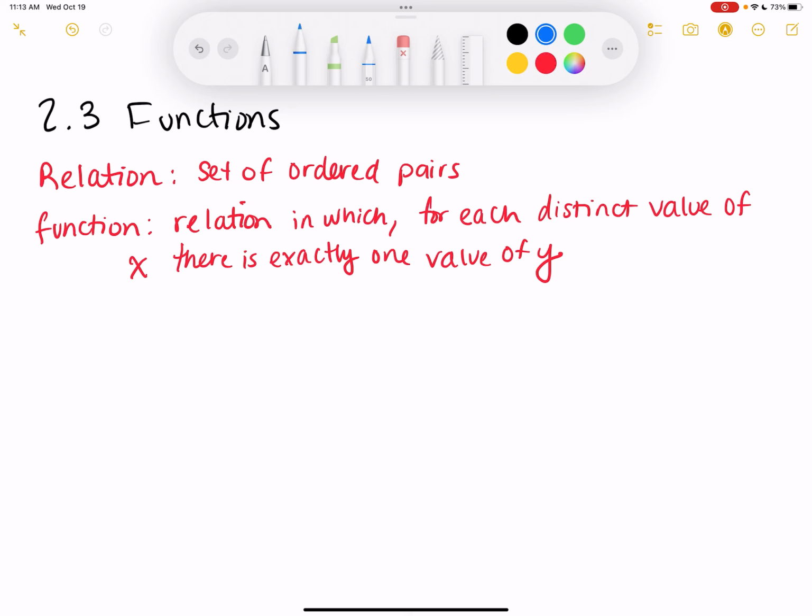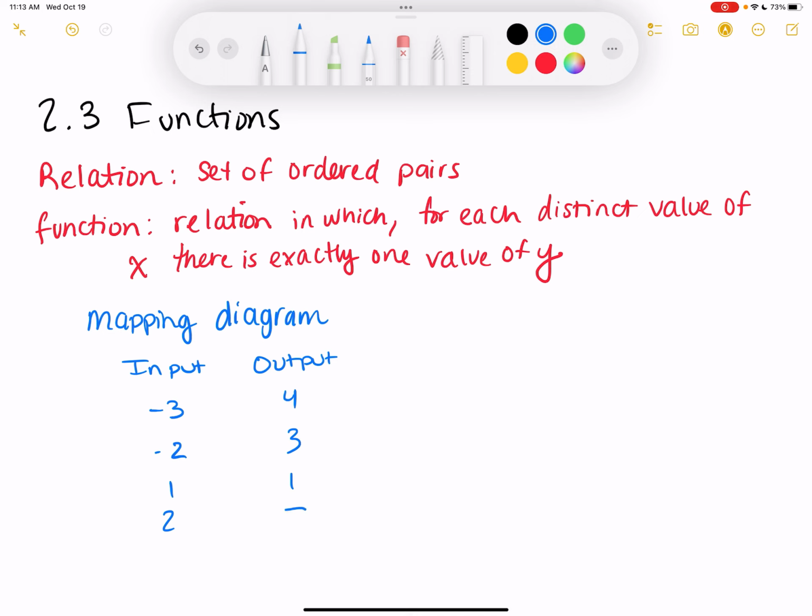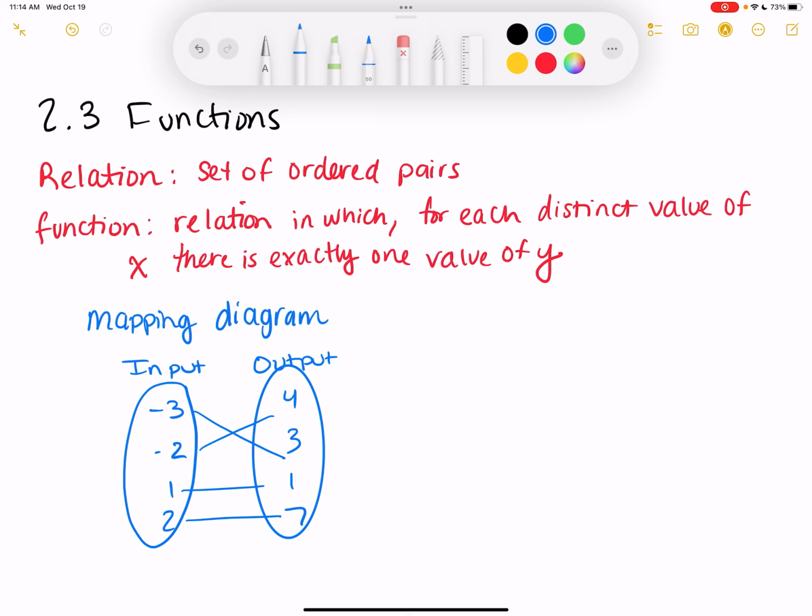There's a few ways that we can see if something is a function. We can do a mapping diagram, where we have input and output, and then you have a list of numbers. And each thing gets matched up to only one value. If that's the case, then it is a function. You could have a mapping diagram.